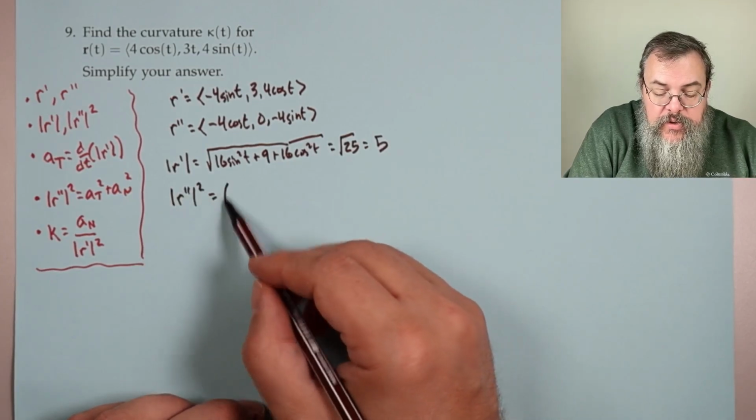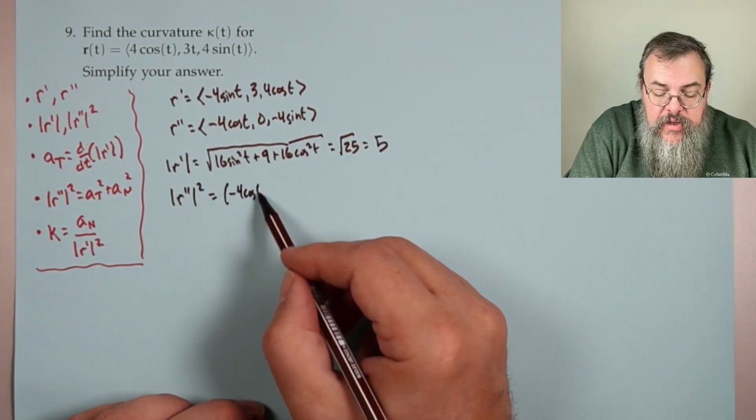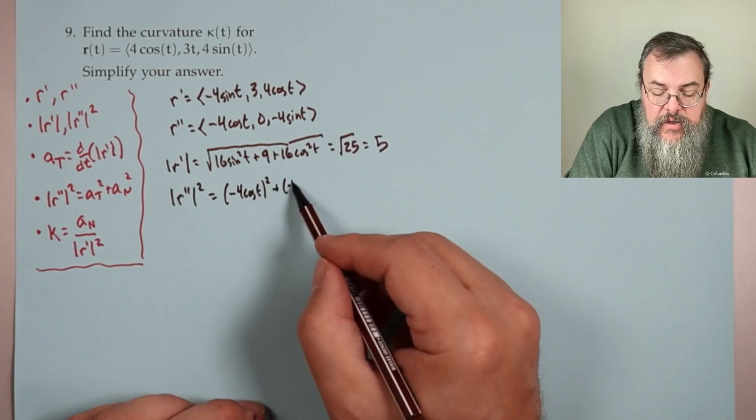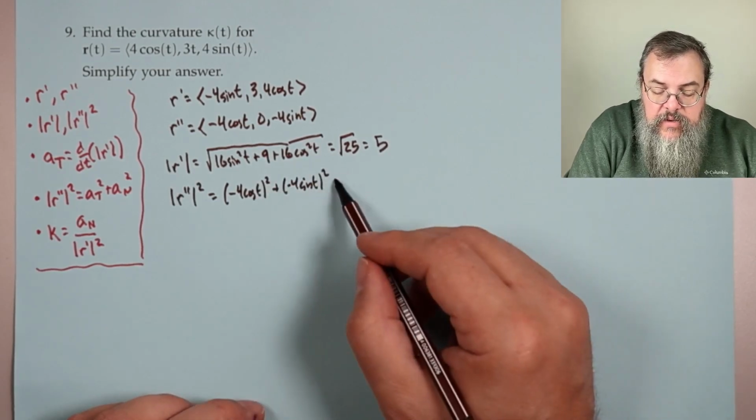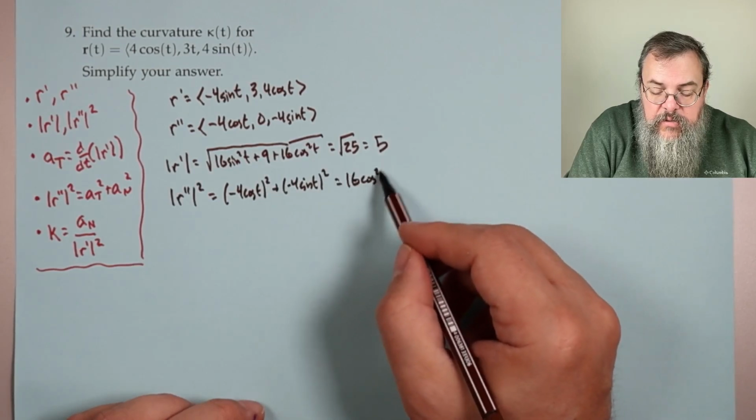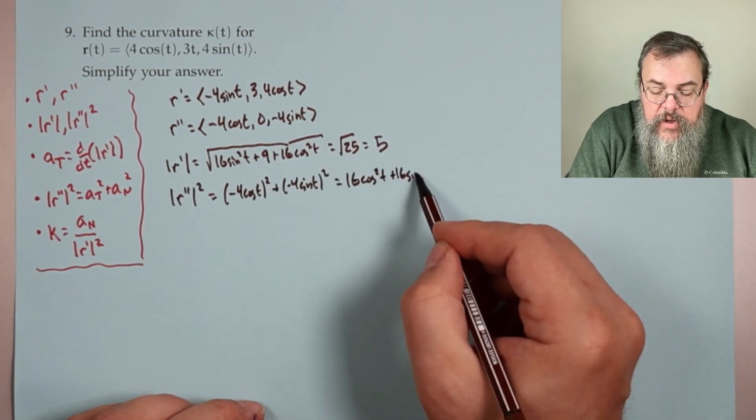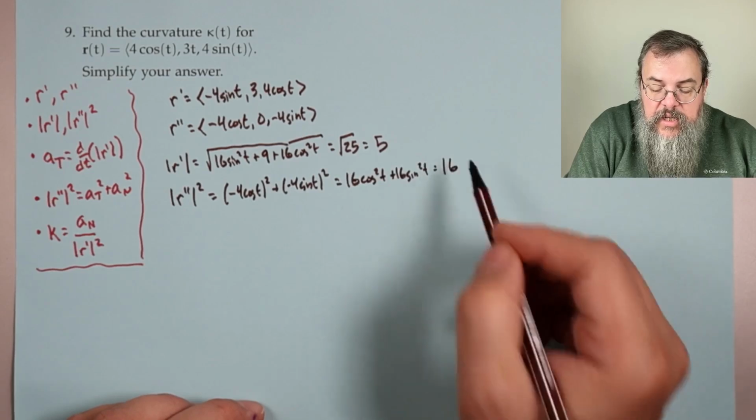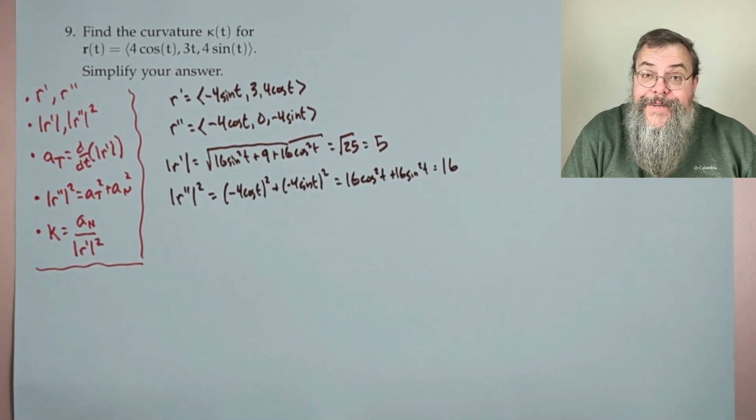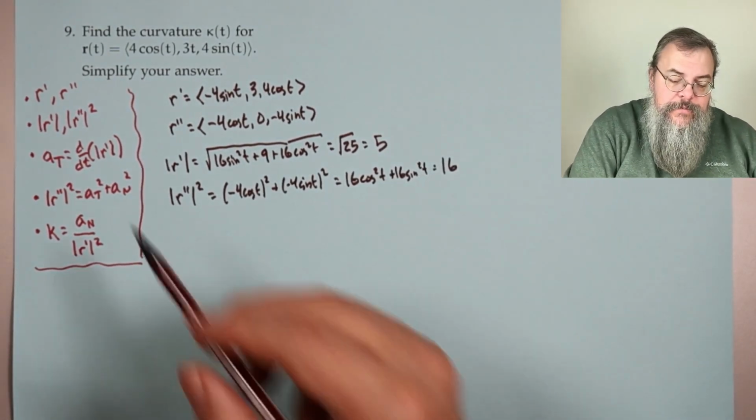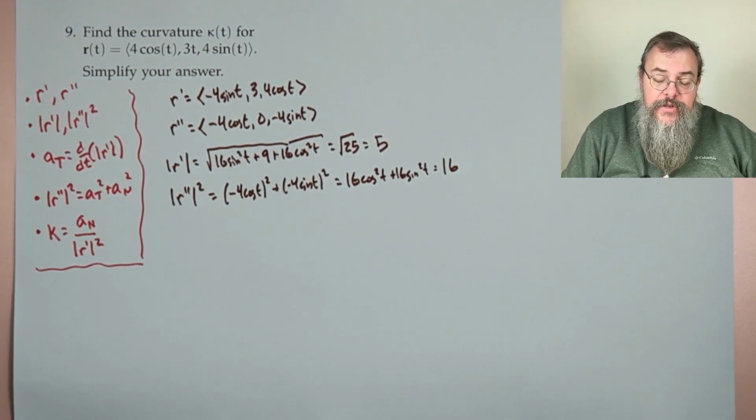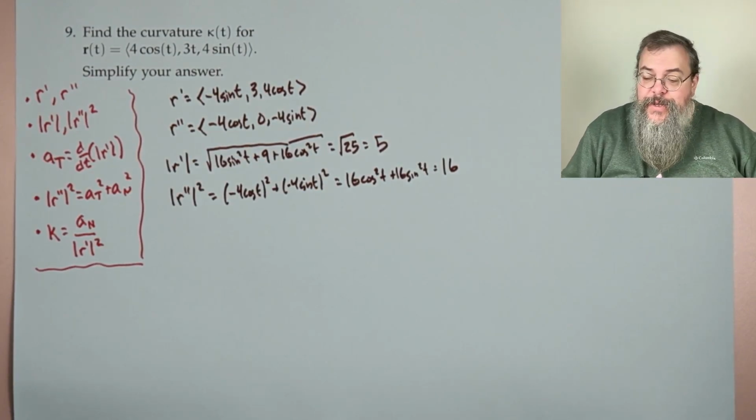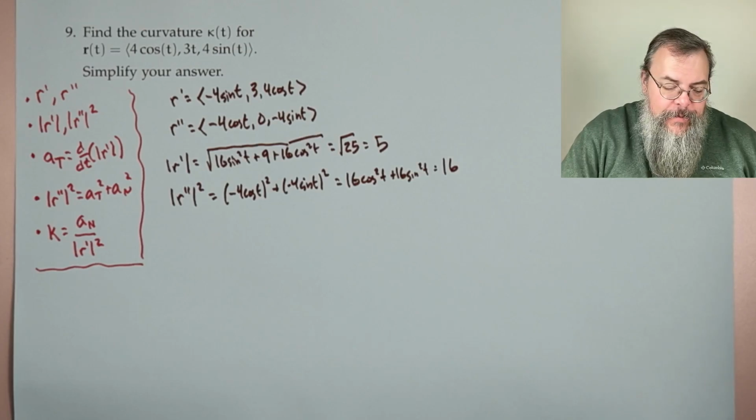Well, no square root here. Minus 4 cosine t squared plus minus 4 sine t squared. Well, okay, that's 16 cosine squared plus 16 sine squared, which is 16. All right, now we've gone through and done the first two things. And usually when you get a curvature, these are going to be fairly straightforward to work with.